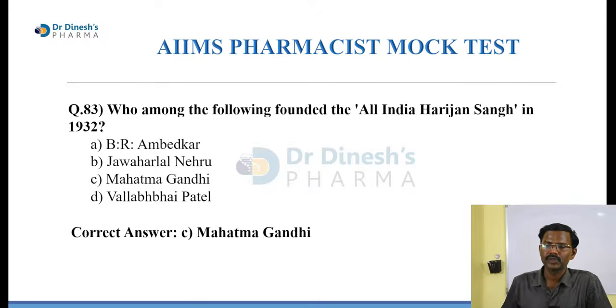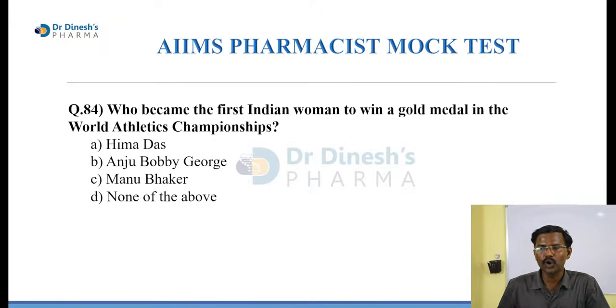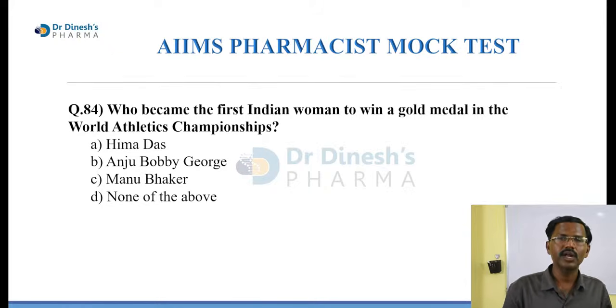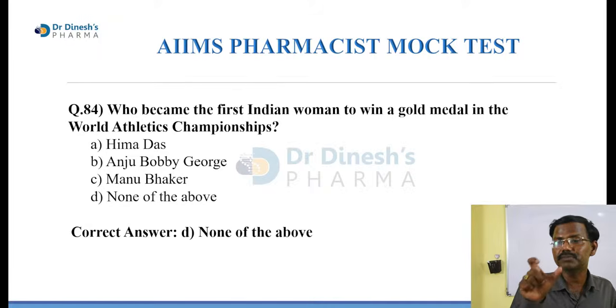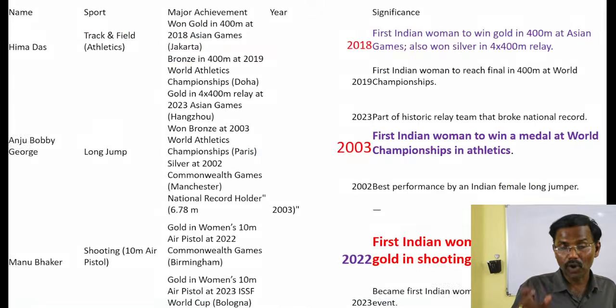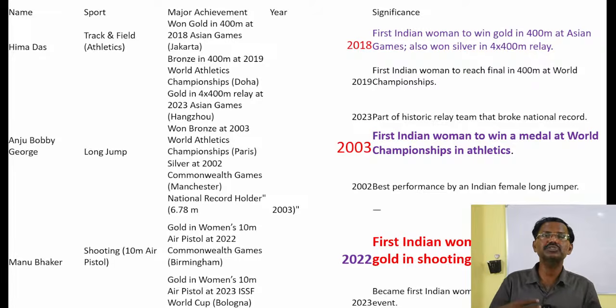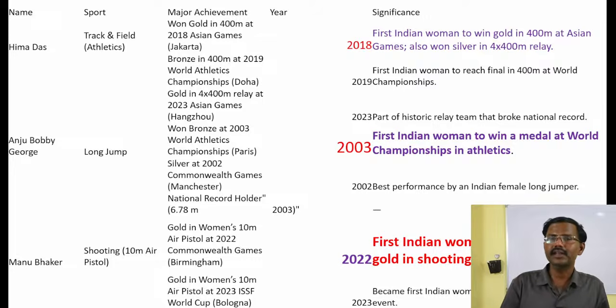Right. Next, who became the first Indian woman to win a gold medal? कौन सी जो वुमेन है, फर्स्ट गोल्ड मेडल जीता है? So the women here are Hima Das, Anju Bobby George, Manu Bhaker; all are firsts in winning medals. But here you must focus on which medal. Here they asked about the gold medal. Anju Bobby George won the bronze medal first time in 2003. All won first-time medals, but which medal? Nobody won a gold medal at that time.